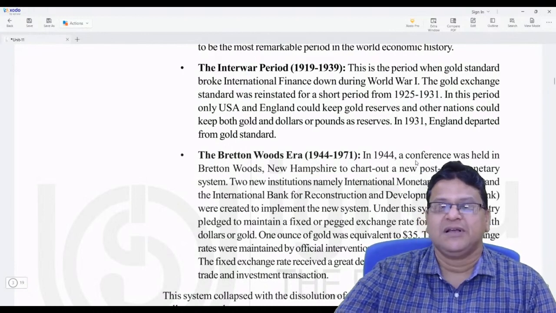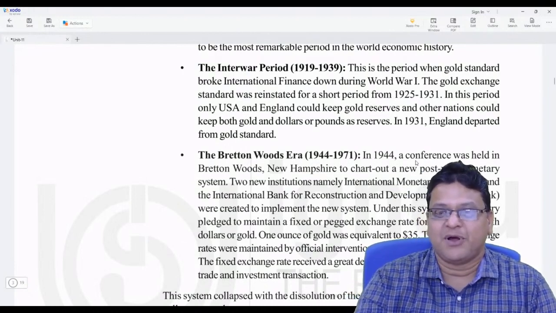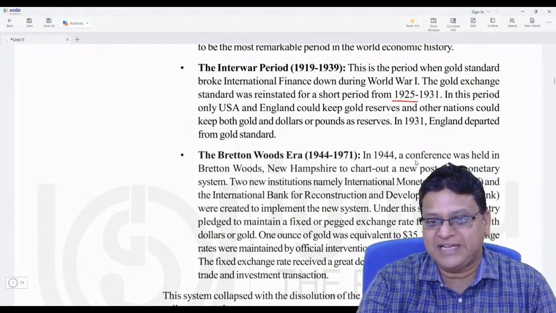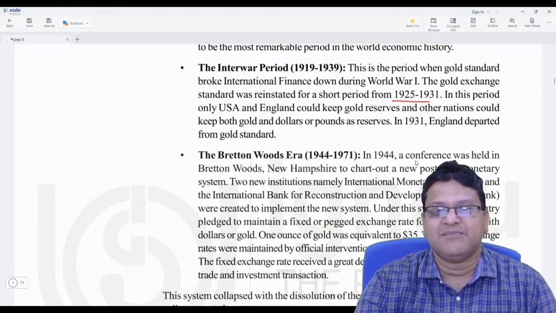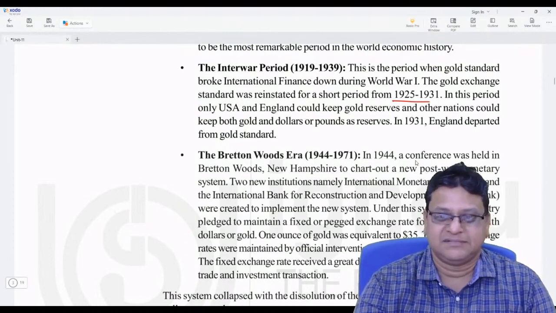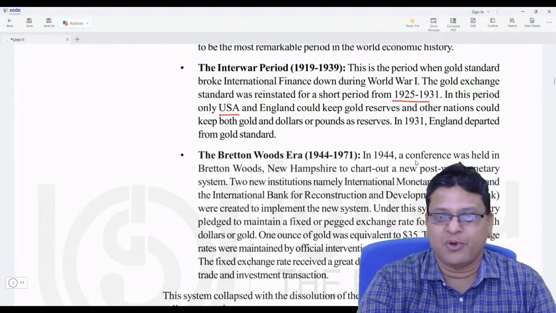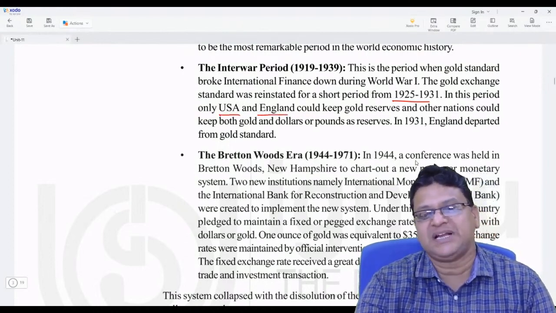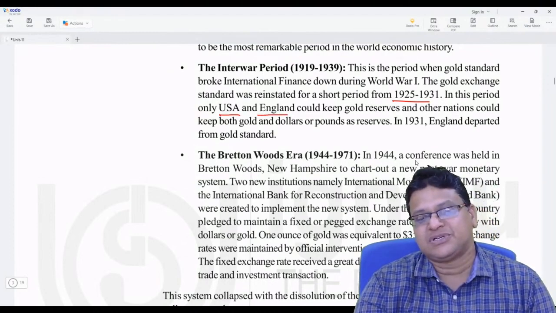So what happens after the war, from 1925 to 1931? Again, Britain tried to restore the gold standard. Only two countries were following gold standard, US and England, because they were doing trade under gold standard.